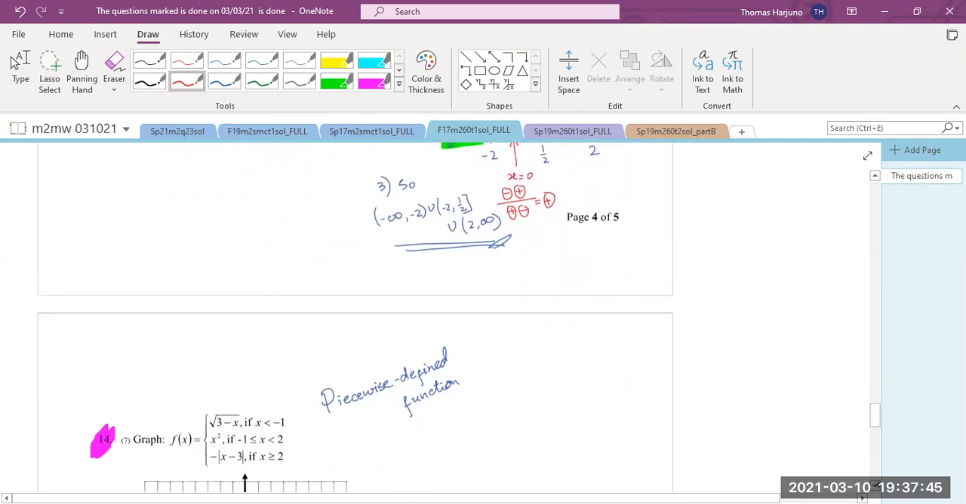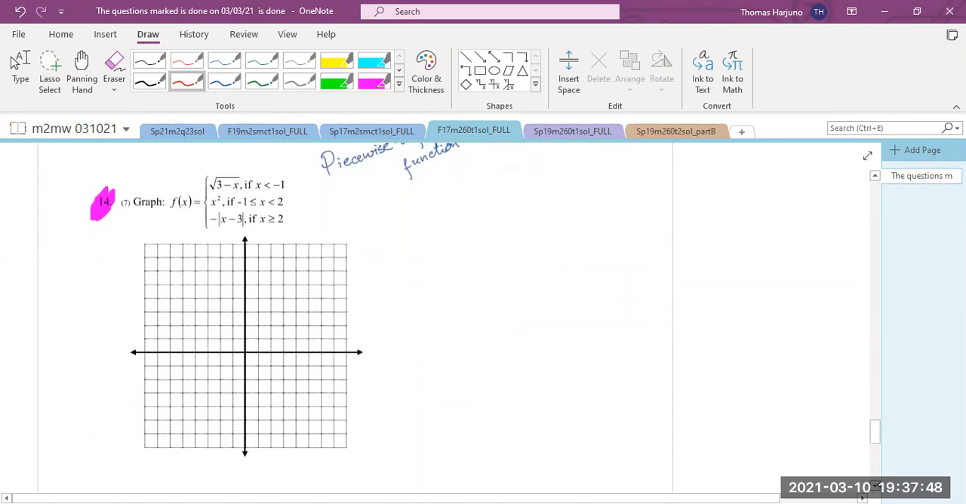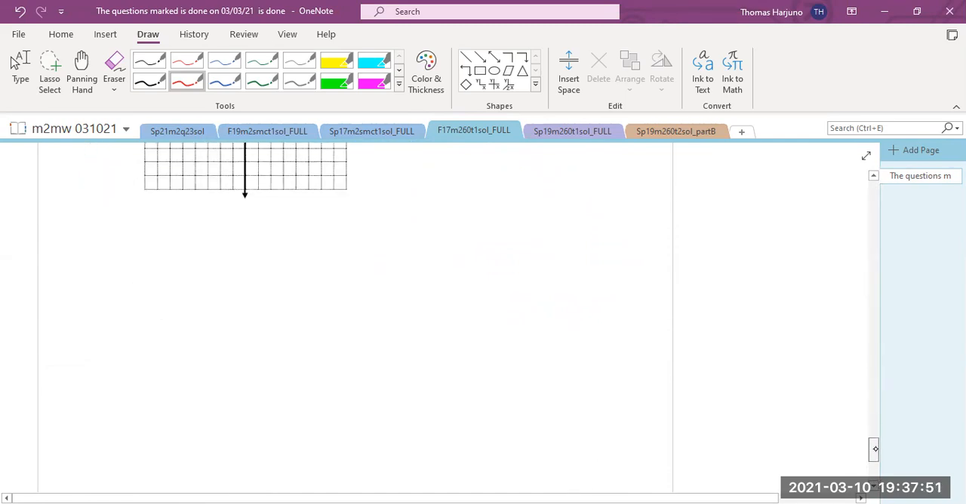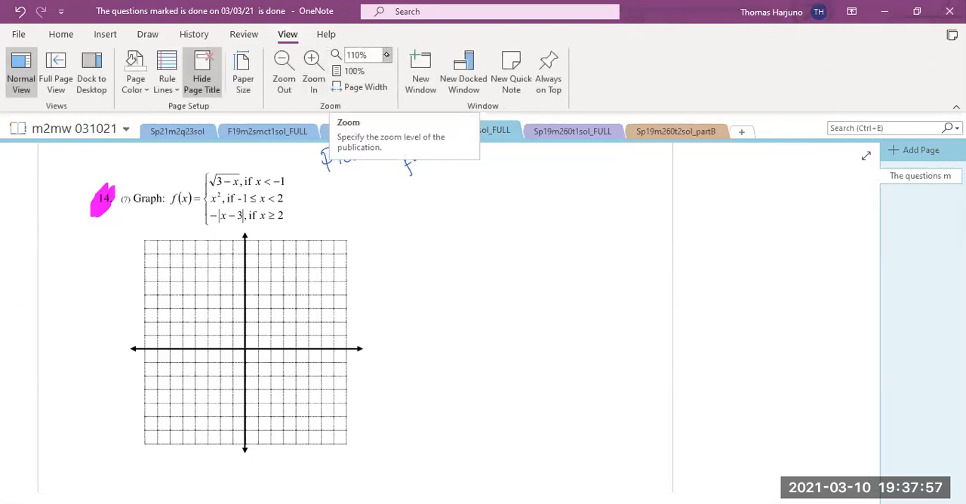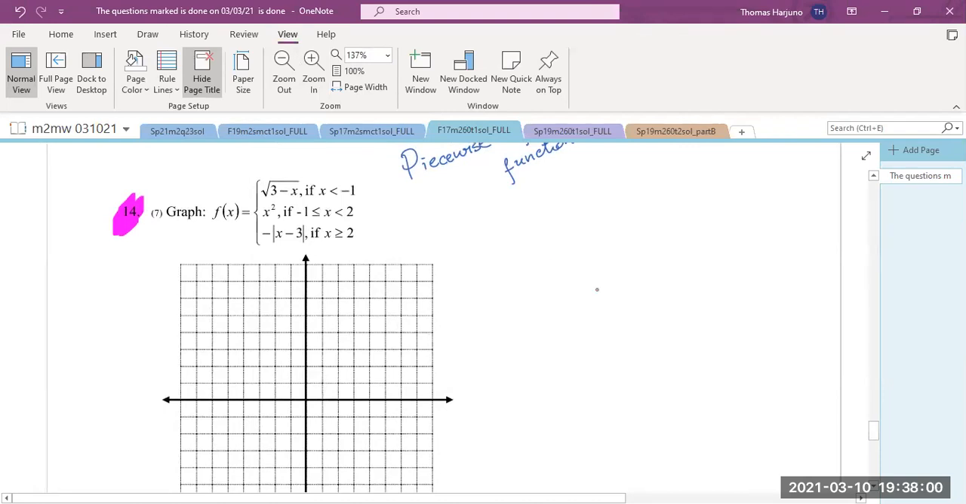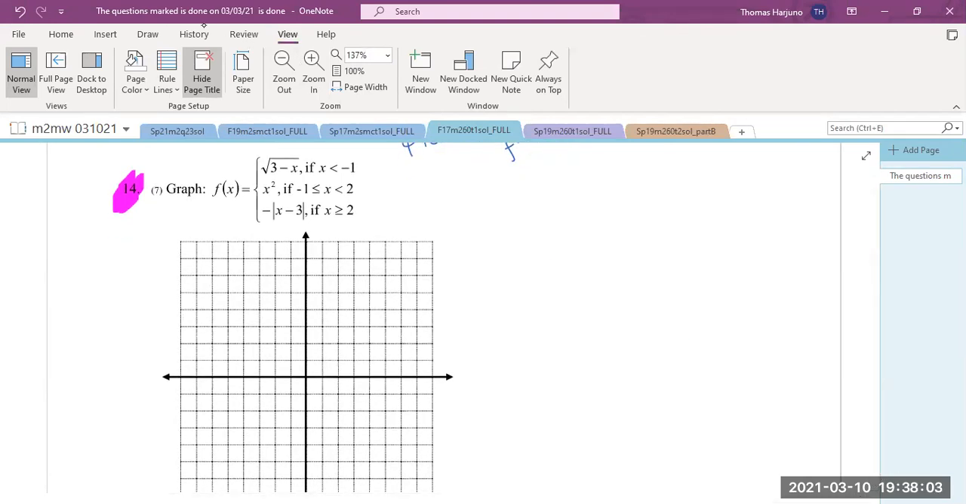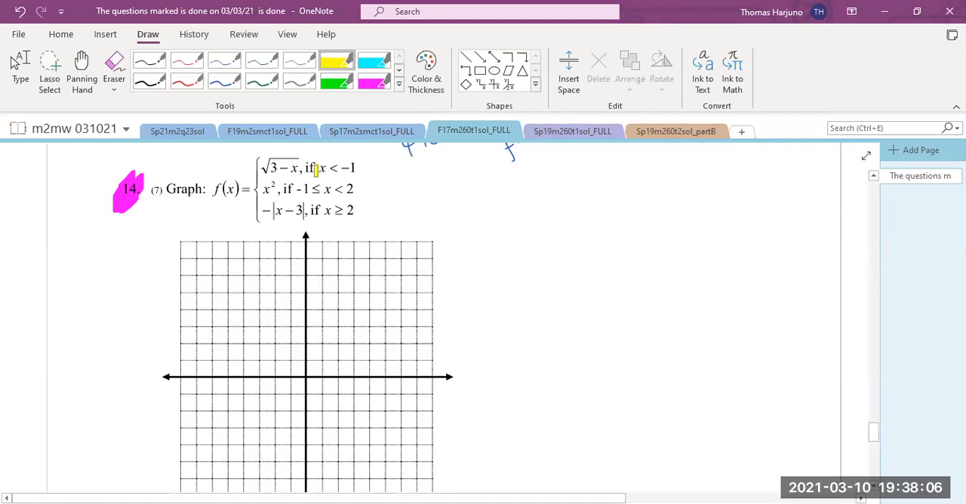The last page, oh, the piecewise defined function. Oh, this one is good. Is that all? Oh, so that's the last question for this section. Let me enlarge that a little bit. Okay, so the first piece is less than negative one. So this is negative one, anything to the left. Okay, how to graph that one?